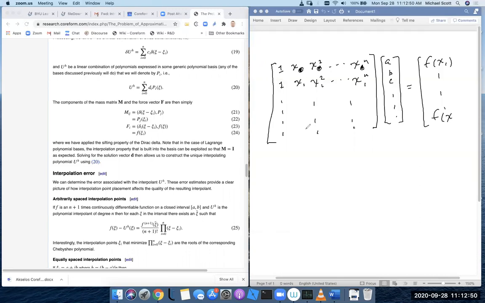Right, but you have more coefficients than you have data points potentially. And you're gonna have to solve for each one of those coefficients. So in order to solve for those coefficients, don't you need as many equations as you have coefficients?